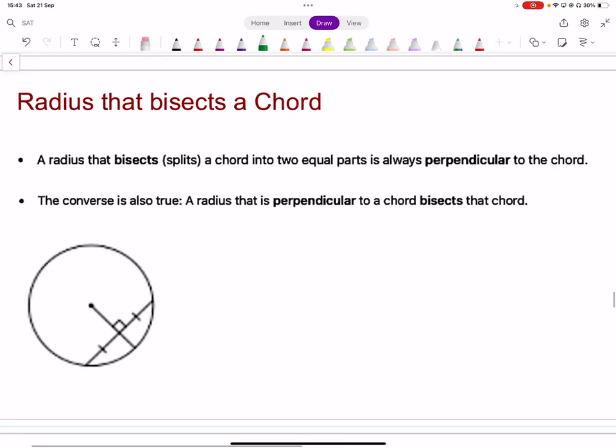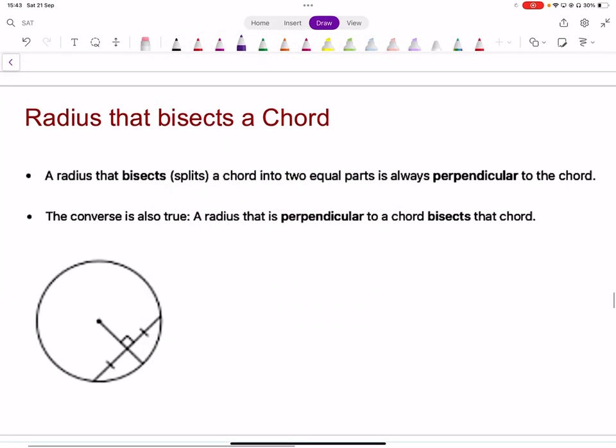Now, this is very important. This property that if you have a chord and a line comes from the center of the circle to the midpoint of the chord, let's call this point M. If there's a line coming from the center of the circle to the midpoint of a chord, the angle that it makes here is always 90 degrees. Its opposite is also true. If you know that the angle is 90 degrees, that means the chord is going to be bisected. It's going to be cut into 2 equal parts. Is that okay?